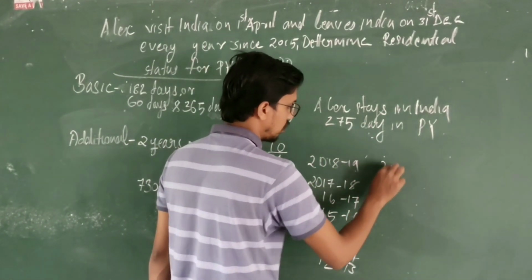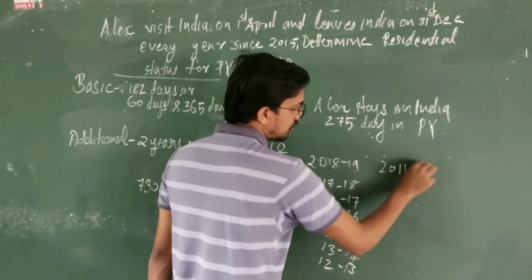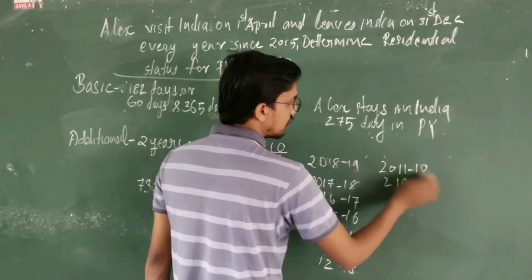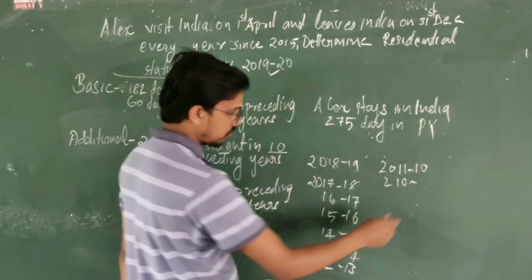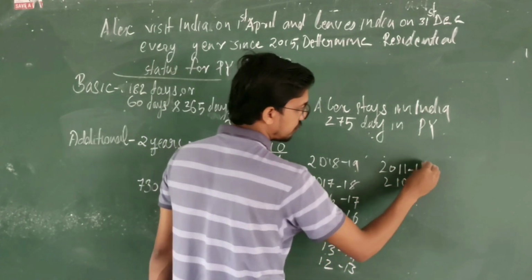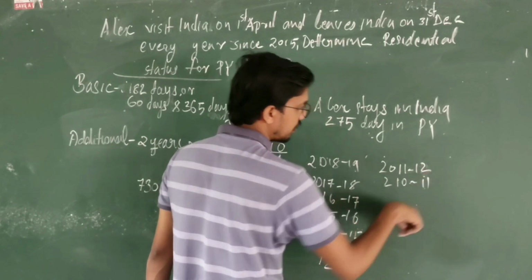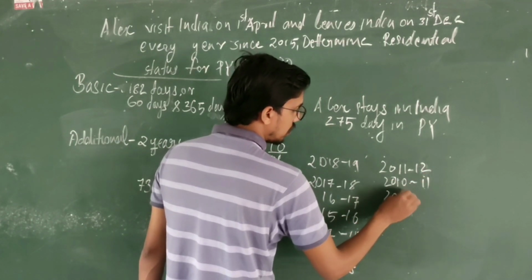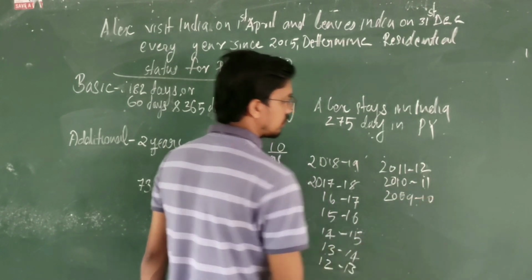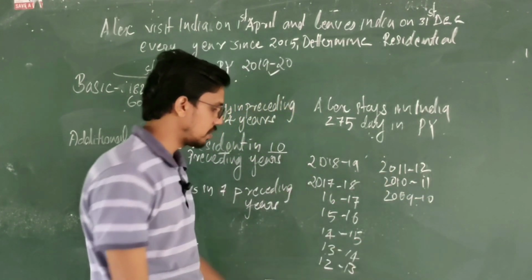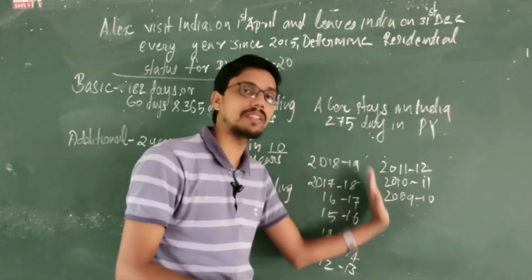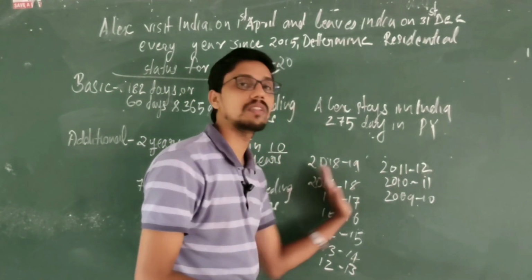We have to check. Then 2011-12, 2010-11, 2009-10, this will be 1, 2, 3, 7. These are the preceding 10 years. Then we have to check whether he was a resident in either of these years.